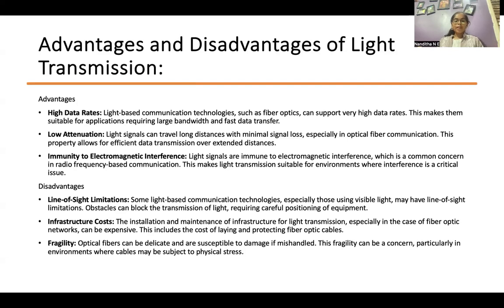Infrastructure cost. The installation and maintenance of the infrastructure for light transmission, especially in the case of optical fiber networks, can be expensive. This includes the cost of laying and protecting fiber optic cables.